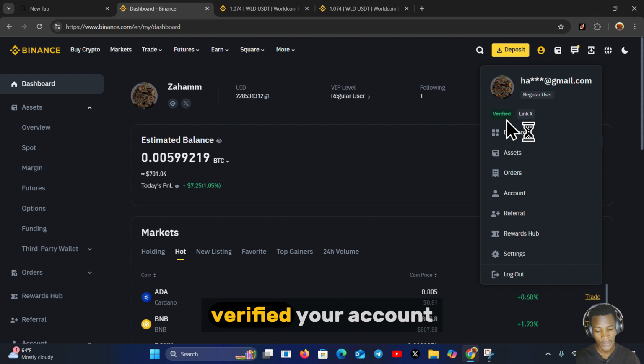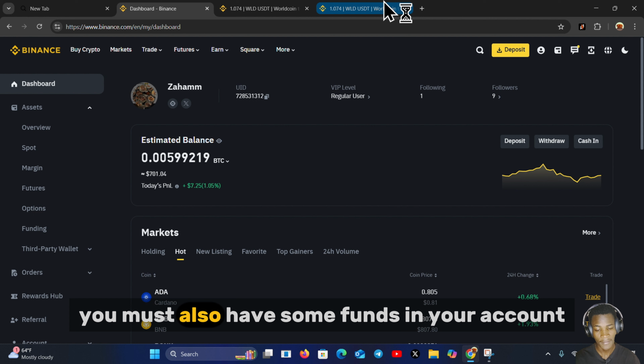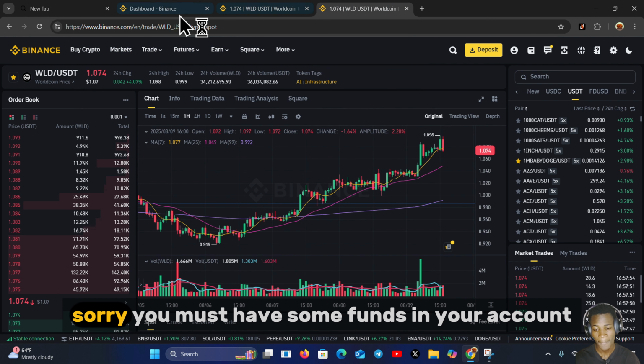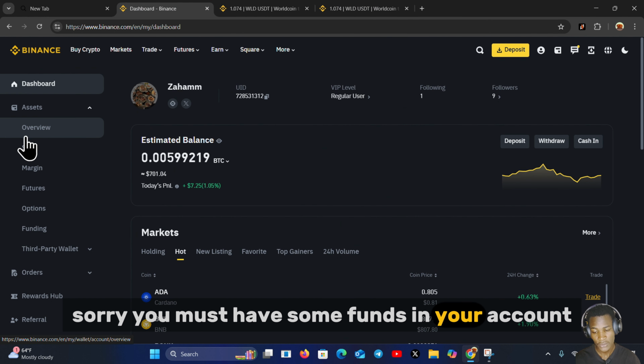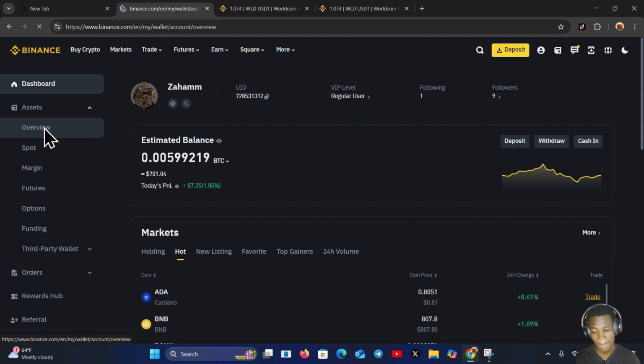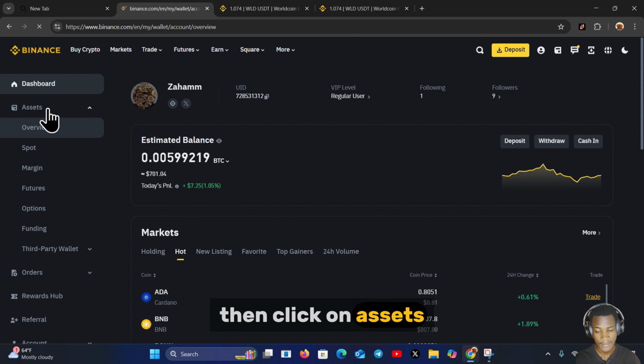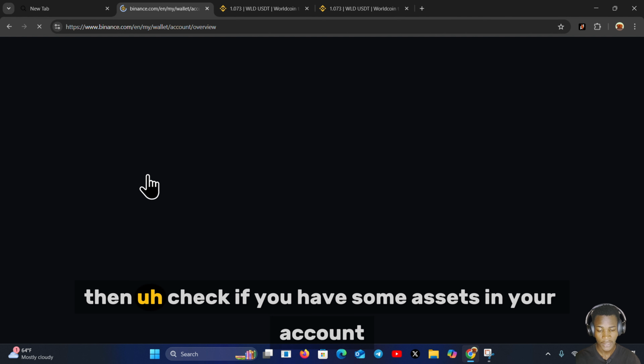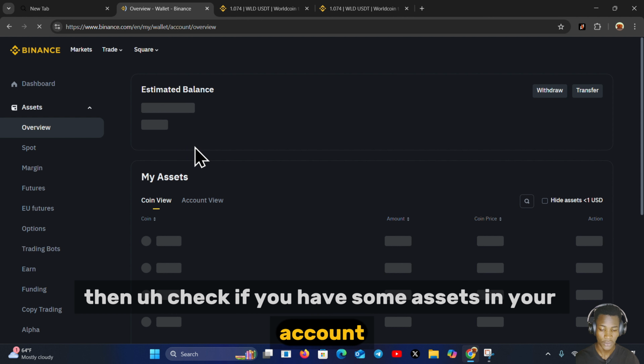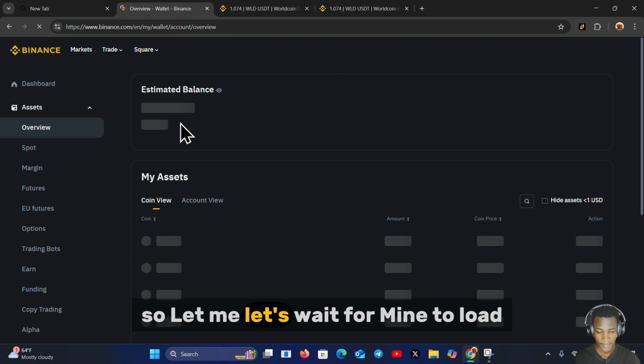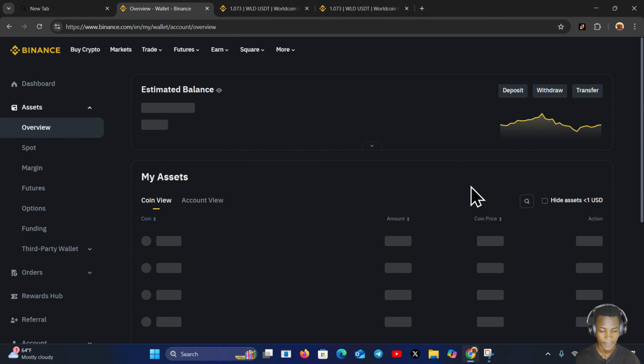So okay, you've verified your account. The other thing is, you must also have some funds in your account. So head on to Overview, then click on Assets, then check if you have some assets in your account. Let's wait for mine to load.